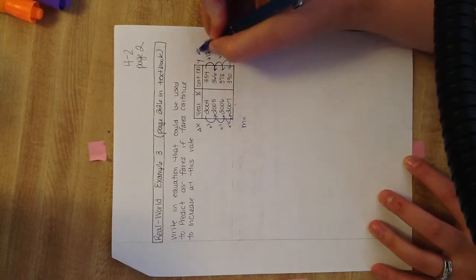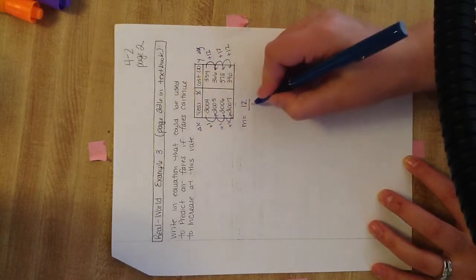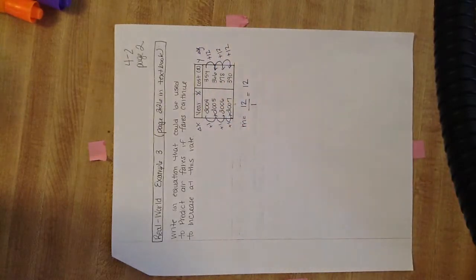Well, let's start with the change in y. The change in y is 12 over the change in x, which is 1. Slope is just 12. Easy. We found our first value. Second thing I have to do, find the y-intercept.